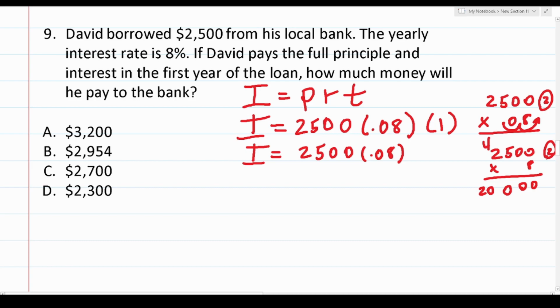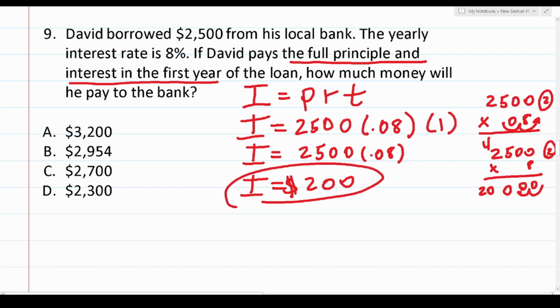Shift our 2 decimals back into the left. 1, 2. So in other words, 2,500 times 0.08 is 200. And that's the amount of interest he would have to pay on this loan for the year. That said, the question is asking if he pays back the full principal as well as the interest, how much is he going to pay in total?